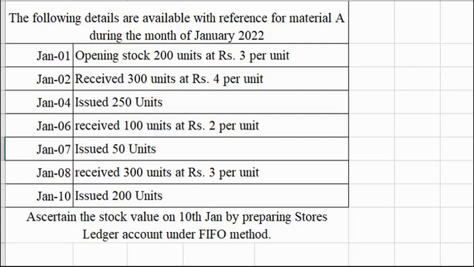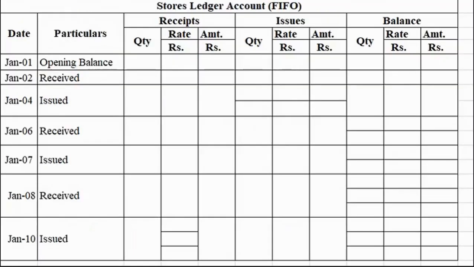Whatever goods we receive first will be given out to the departments for production first. So whichever goods come first will be sent for production first. They have given you the information of various materials received and various materials distributed or issued. Based on this information, we have to calculate the stock level for 10th January. Now let us start with the solution.